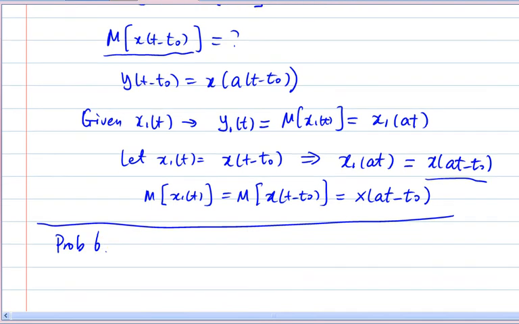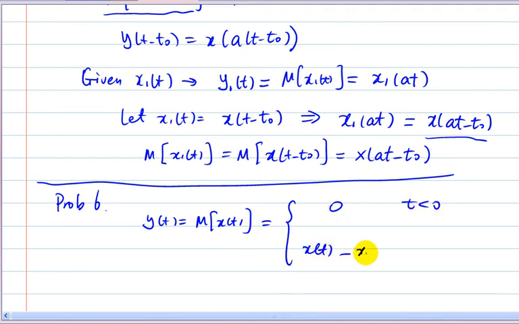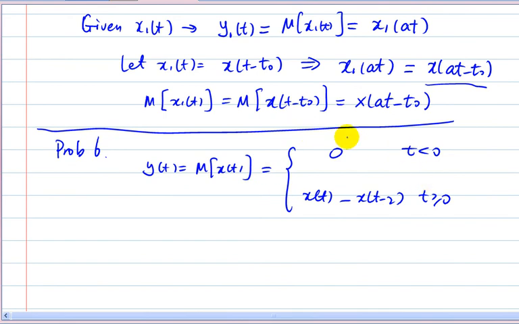Okay, number 6. Well, number 6 is a little bit scary or ugly, because it's a piecewise function. So what it says is this. However, you shouldn't take it as any different. It's still a system, which with the input of x produces this output here.